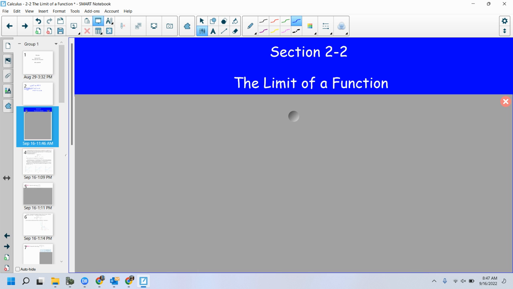So again, this is where it starts to kick into gear a little bit. It starts to turn into more calculus than just pre-calc in Algebra 2. Today we're going to talk about the limit of a function.